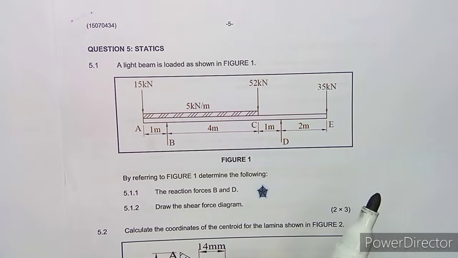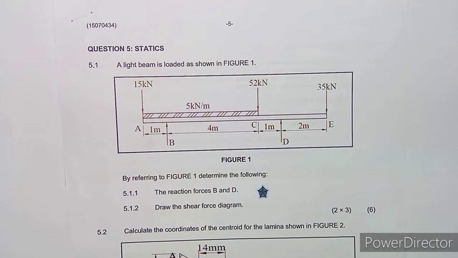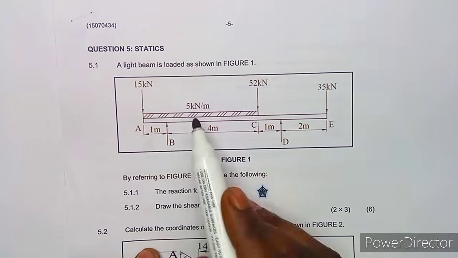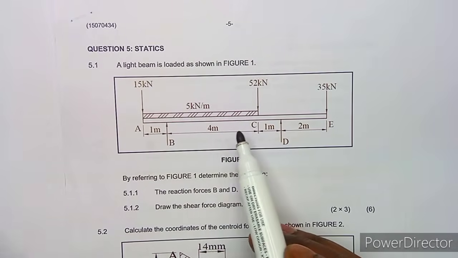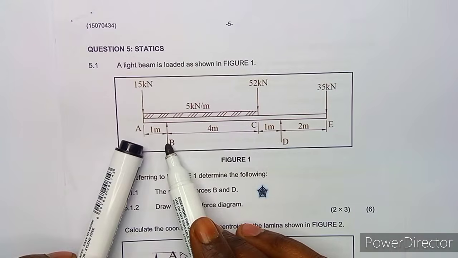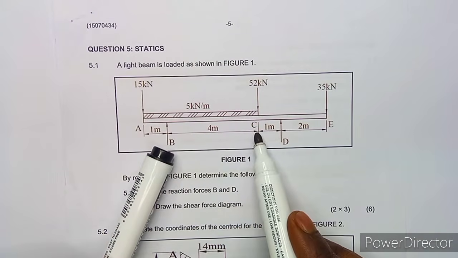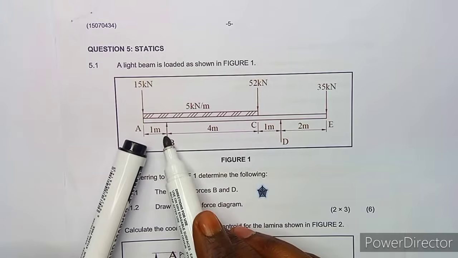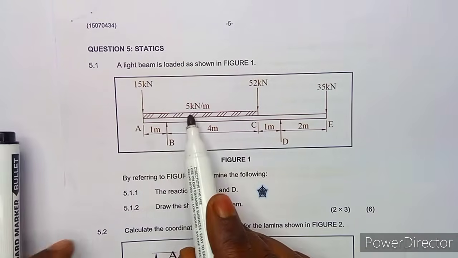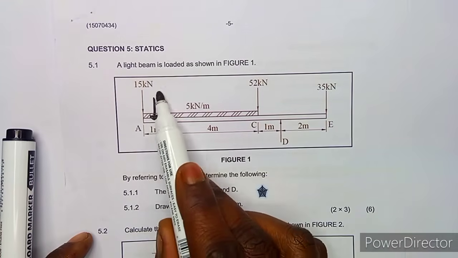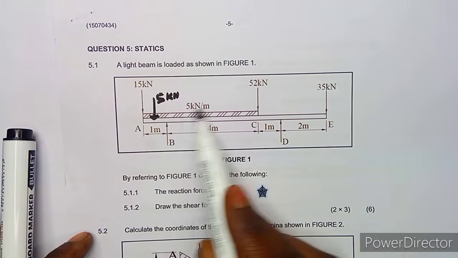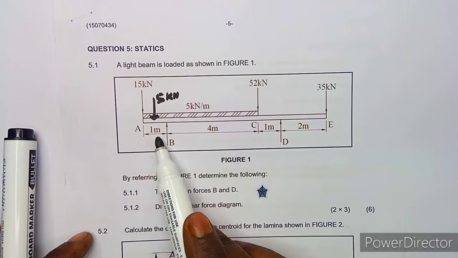All right, but there is something that is important here, because there is a distributed load. If we are to cross check here, 5 kilonewton per meter, so we have got this in between A and B, also between B and C. So between A and B it's 1 meter. So this is going to be 5 times 1, which is actually going to give us 5 kilonewton here. Remember, the force per meter times the distance.